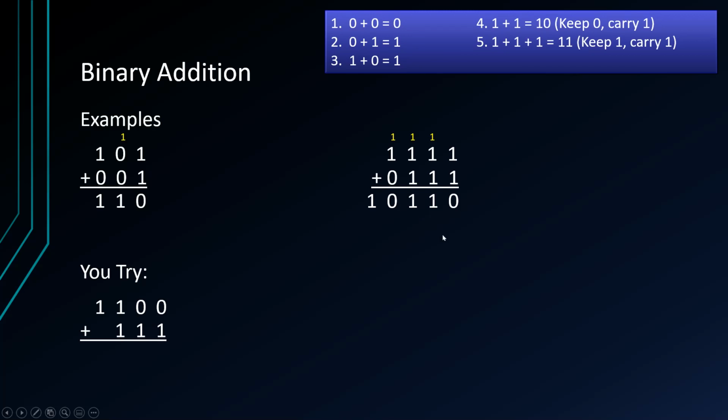Okay, so that's binary addition. Just follow those 5 basic rules. Don't overthink it. Just follow the rules. 1 plus 1 is 2. 1 plus 1 plus 1 is 3. But you've got to think in terms of binary. 1 plus 1 is 1, 0. 1 plus 1 plus 1 is 1, 1.